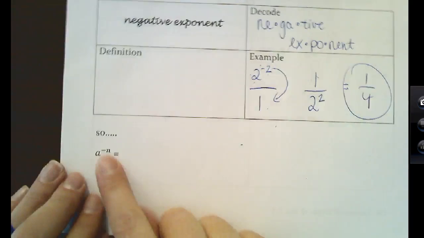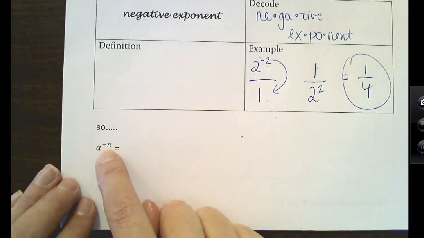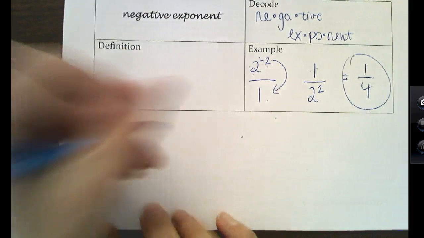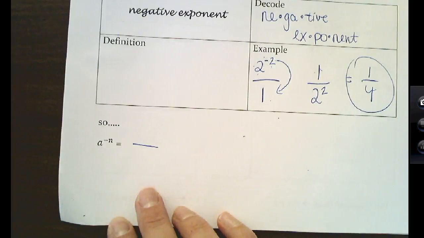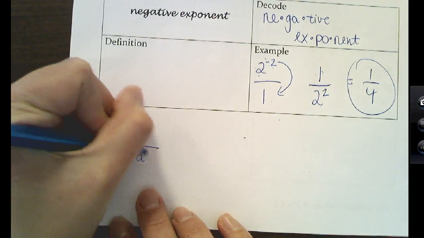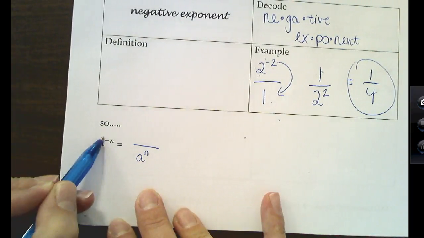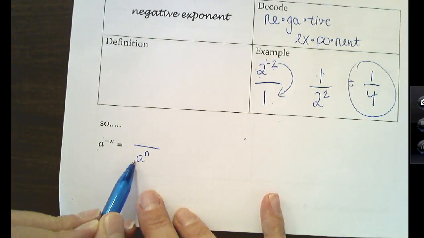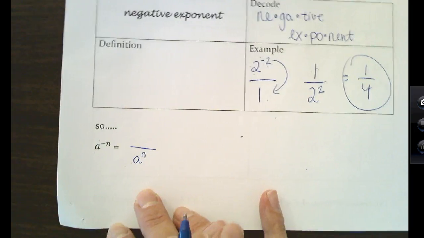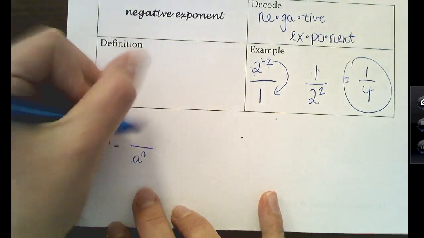So down here, anytime you've got that negative exponent, you're going to take the negative exponent and its base, and you're going to move it to the denominator. So a to the negative nth power is going to move down to our denominator and become a to the nth power. And then what remains in the numerator? A 1.